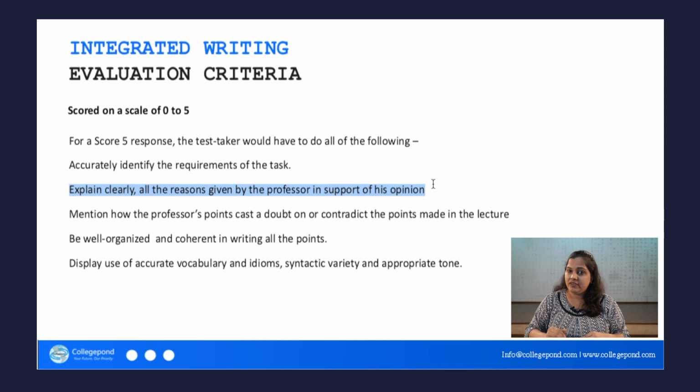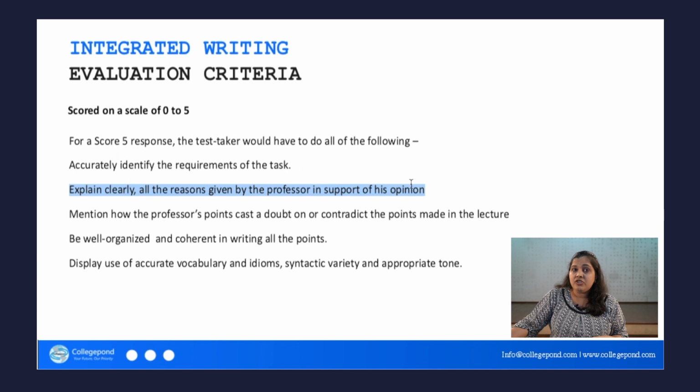Now, when you're actually writing, you will be able to see the passage in front of you on the screen. The audio file will be played just once, but the passage will be visible to you throughout the time when you're writing actually. So that's an advantage. What you can do is you can make quick notes about the points when you're reading the passage for the first time, and when you're listening to the audio file, you can try and relate what points from the lecture are contradicting what is given in the passage, and I'll demonstrate this to you in a while.